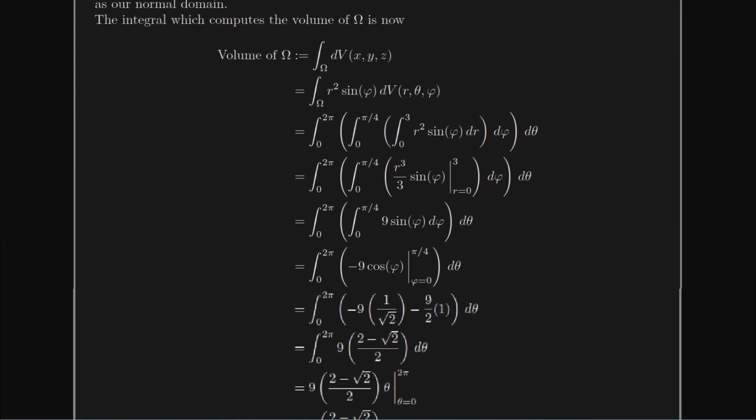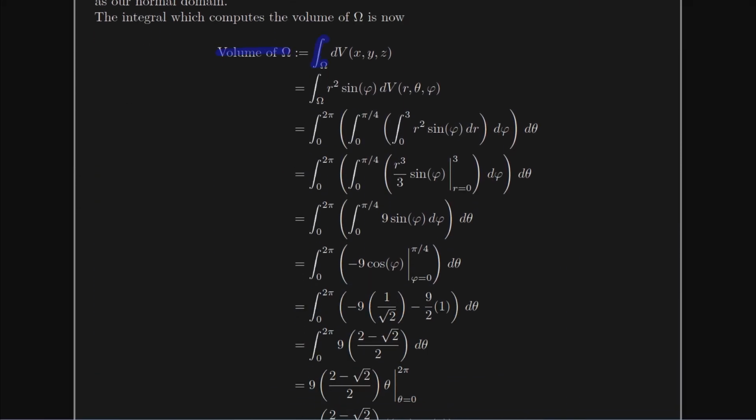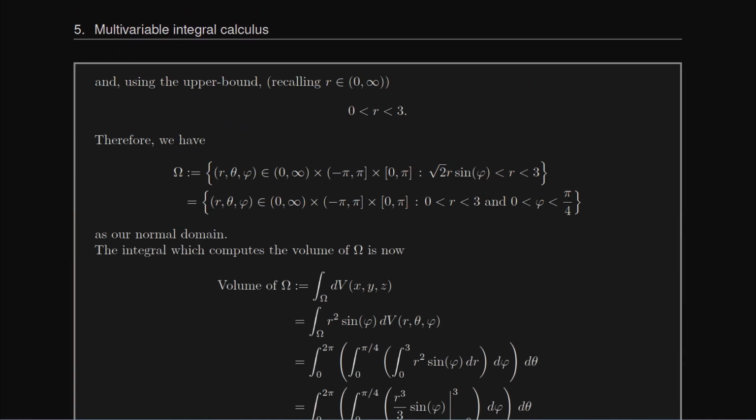So all we're going to do to find this volume is integrate the region with respect to the volume form. And the spherical volume form has r squared sine phi inside of it. So we have to pay that price of r squared sine phi, but we do have our normal domain up here: r is between 0 and 3, phi is between 0 and pi over 4.